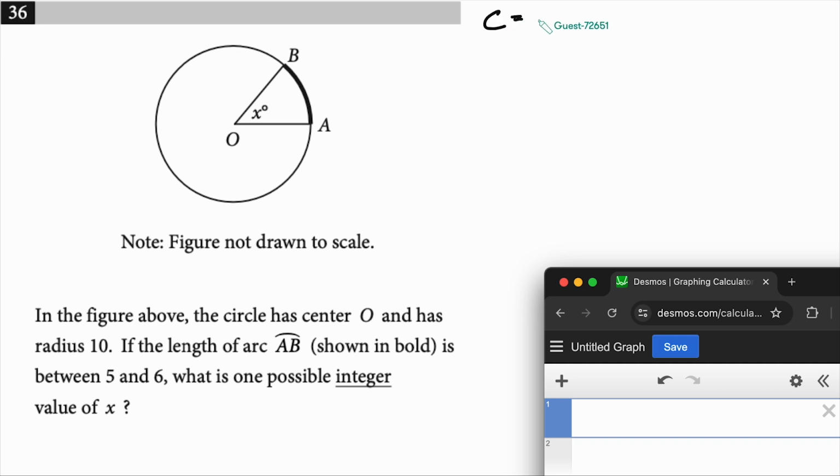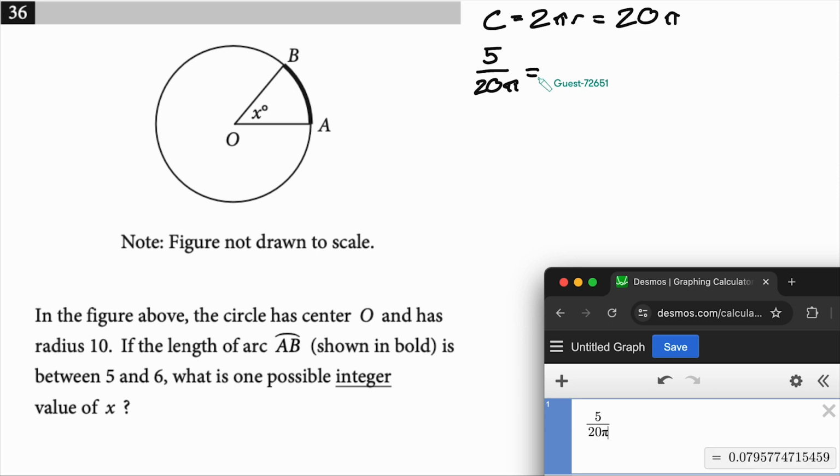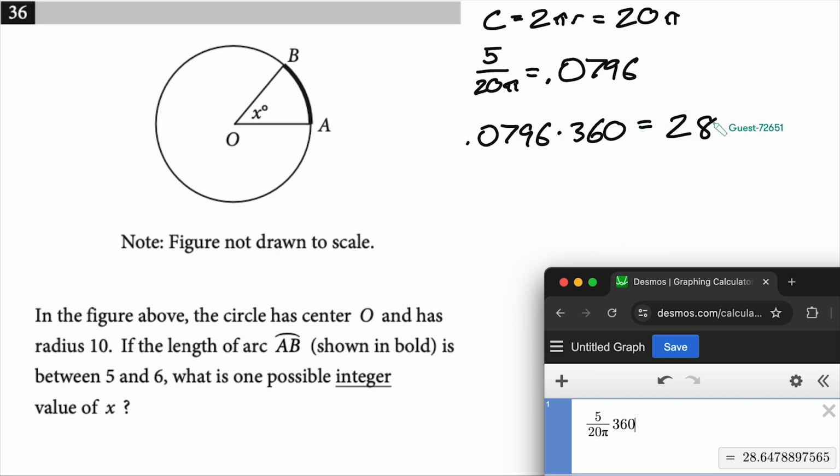And so in this case, the radius is 10, which makes the circumference 20 pi. And the lower bound of this range will correspond to a value of 5 for the arc length of AB. So 5 over 20 pi means that arc AB is 7.96% of the circumference of the circle, and 7.96% of 360 is 28.6 degrees. So that's the lower bound of our range. That's the least that x can be.